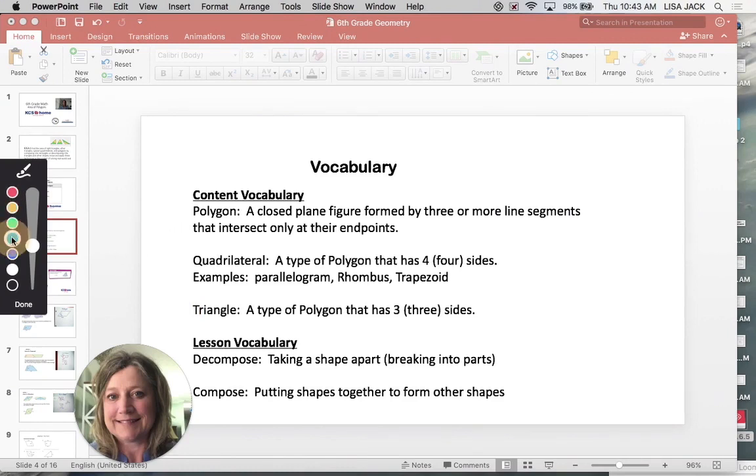Now, going back down, we're going to talk about some lesson vocabulary. We have decompose. It's taking a shape apart and breaking it into other parts. And then we have compose, and that's putting the shape back together to form another kind of shape.